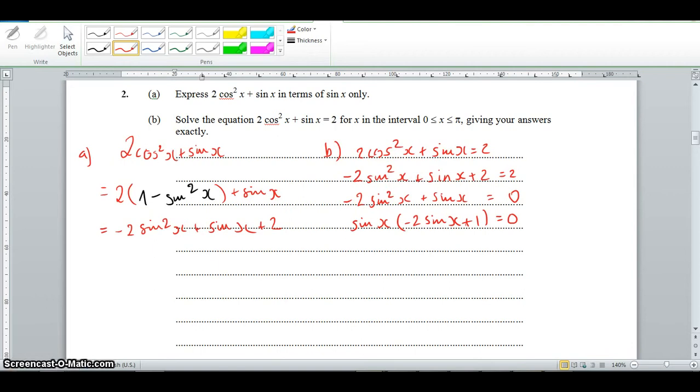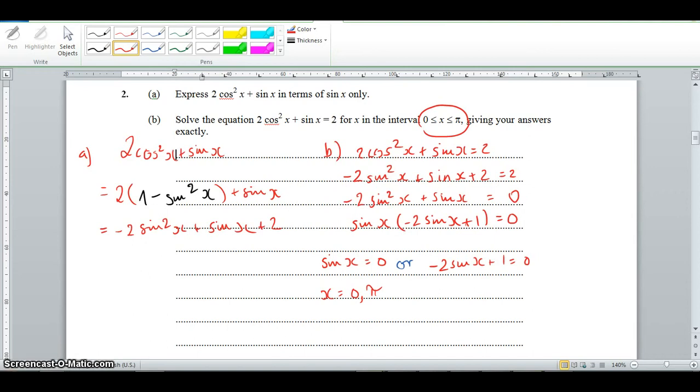Therefore I can say either sine x equals 0, this bit, or this part becomes 0, so minus 2 sine x plus 1 equals 0. And I will write an or here in between. Okay, so let's continue solving here. If sine x equals 0, what matters now is, of course, the range. You should have highlighted this in your question. And so, using the unit circle here, I will get x equals 0 or pi.